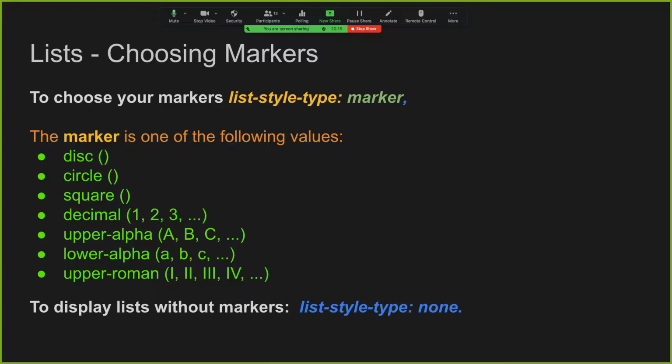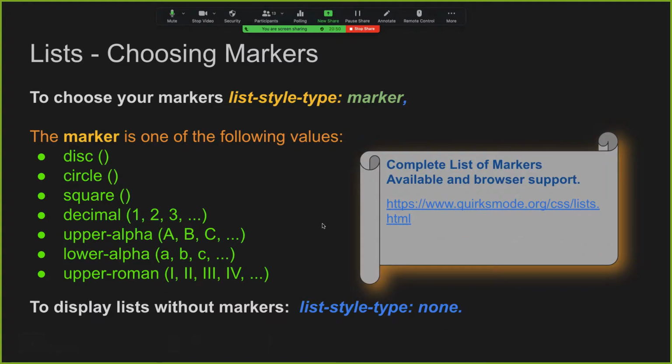The other type of markers that you can choose are the preset value ones. For example, you have a marker of disk, circle, square, decimal. You can of course specify upper alpha, lower alpha, or upper Roman, and as well you could specify lower Roman. Now, if you don't want any marker to be displayed, then of course you have the value you could say as none.